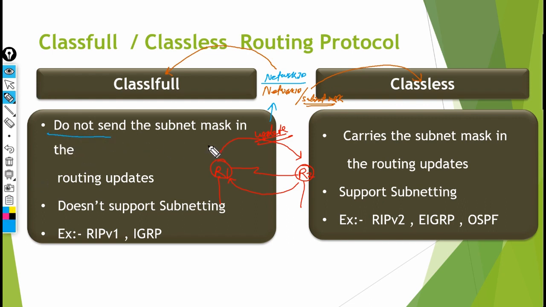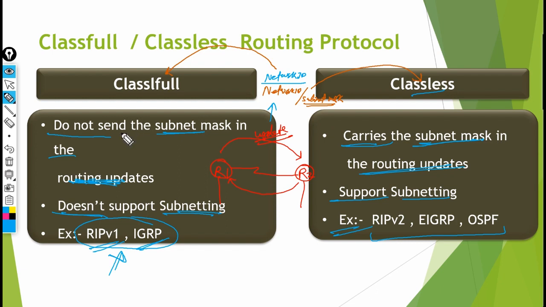Classful routing protocols do not send the subnet mask in the routing updates. That's very important. It means they don't support subnetting itself. The protocols are RIP version 1 and IGRP. These are old protocols which do not support subnetting, and that's why they are outdated and not in use. Classless protocols carry the subnet mask in the routing updates: network ID and subnet mask both. They support subnetting. Except RIP version 1 and IGRP, all other protocols are classless routing protocols.